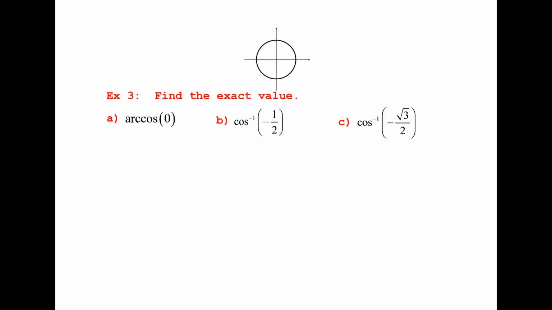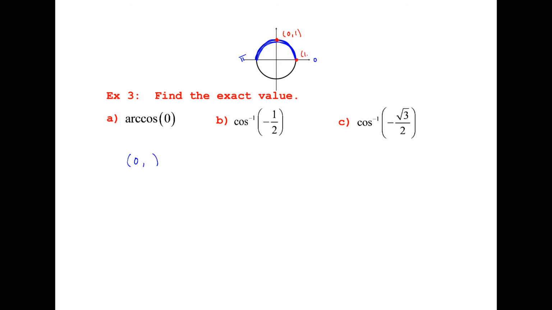So let's take a look at a couple examples. In terms of the unit circle, cosine goes from 0 to pi, so we are only looking at this part of the unit circle. With cosine, cosine is positive in quadrant 1 and then negative in quadrant 2. So find the exact value of arc cosine of 0. Once again, what are you thinking? You're thinking, okay, what angle gives me an x value of 0? All right, well, at pi over 2, your ordered pair is (0, 1).